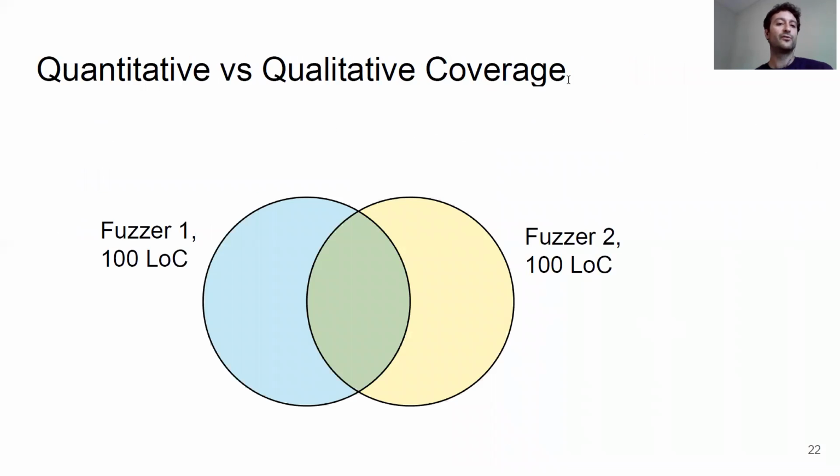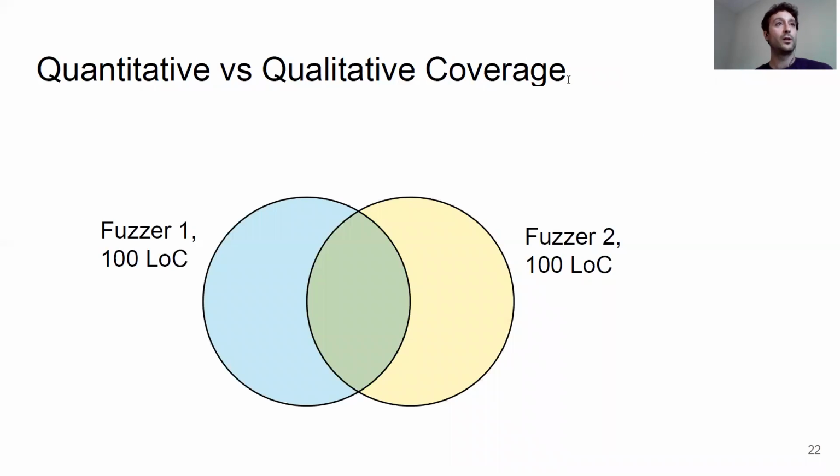For example, imagine we have two fuzzers, 1 and 2, that both visit the same number of lines, say 100 lines of code. It might turn out that the lines they visit are actually very different. They might be visiting different parts of the program, and you cannot capture this with a raw number like line coverage or a total number of basic blocks. This is where the idea of qualitative coverage came from.